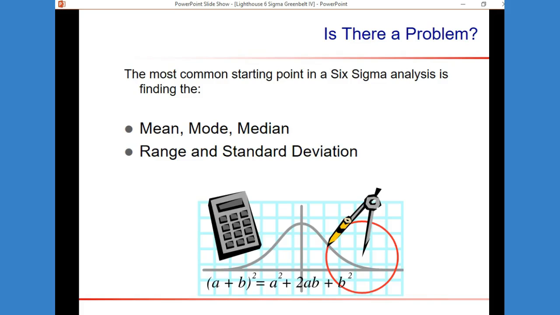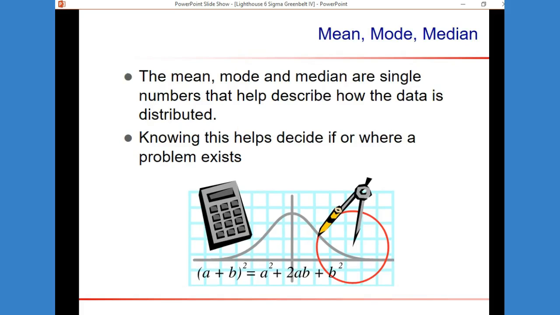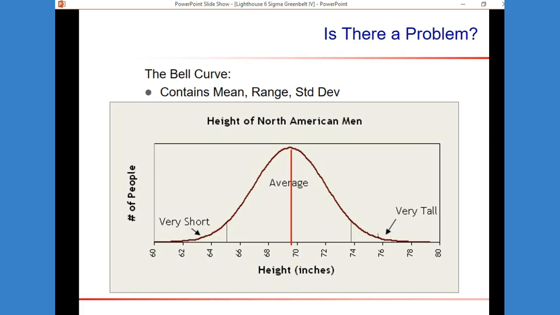And then there's range, which we've talked about, and we'll do range here again in a minute. And then standard deviation. So again, mean, mode, and median are single numbers that kind of help describe how data is distributed. And then knowing how the data is distributed kind of helps you on where to go or where a problem might exist.